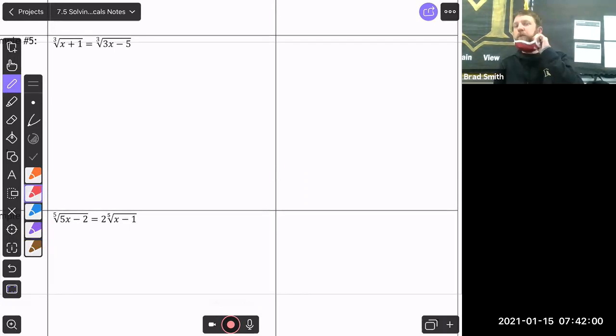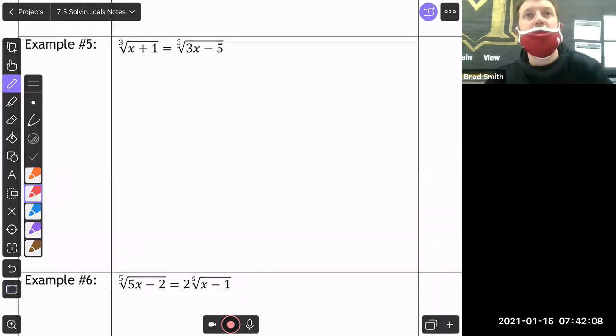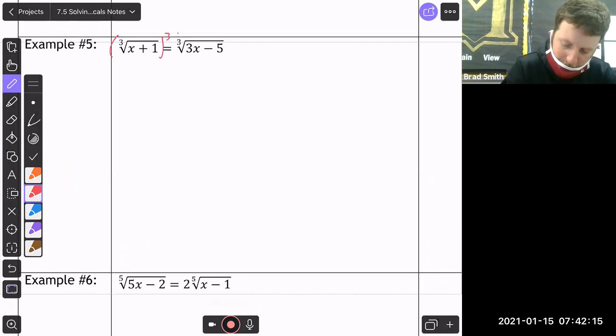All right, we got 2 more to go, and then I'll turn you loose. So here I got cubed roots. I'm going to zoom in on these since I don't have to check these because they're cubed roots. Oh, this one's a cubed root. So my index is the same. So I can cube both sides. The right side's already solved, so it's the left side.